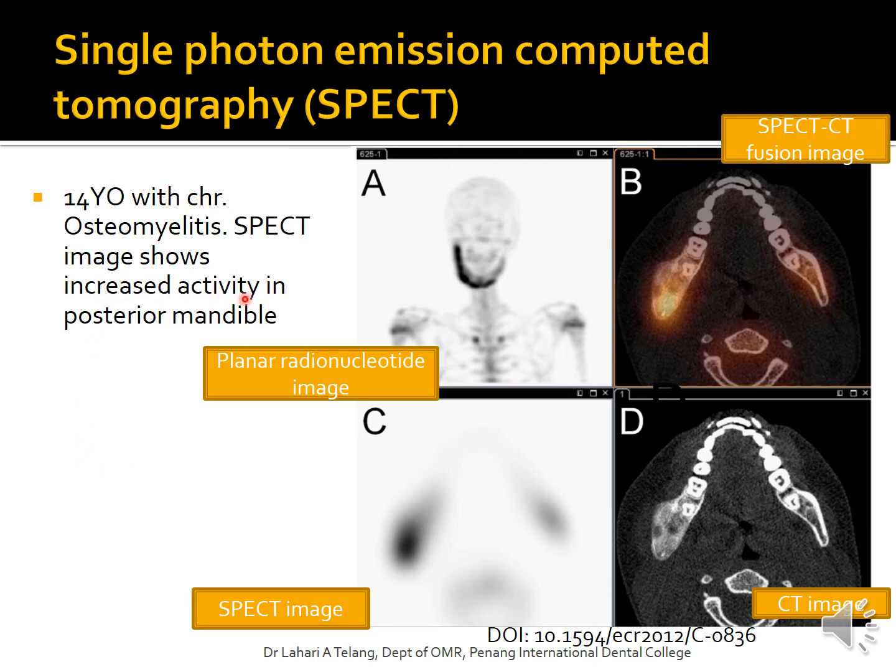You see that there is increased activity in the posterior mandible on this side. Okay, so that is planar radionucleotide imaging. And this is how a SPECT image looks: excessive uptake of dye and increased activity in the posterior mandible. When a CT scan and a SPECT were taken for this patient and both of these images were fused, you can see that there is increased activity on this posterior surface of the mandible, indicating the exact location of the disease.